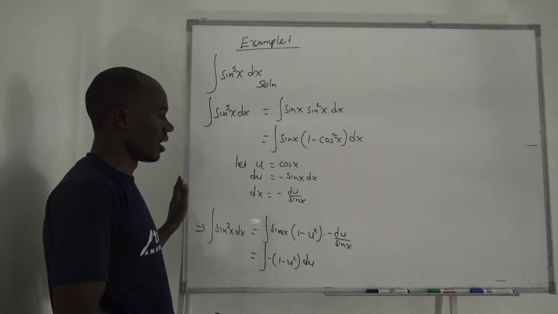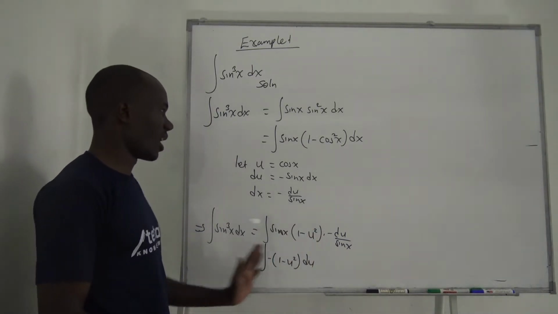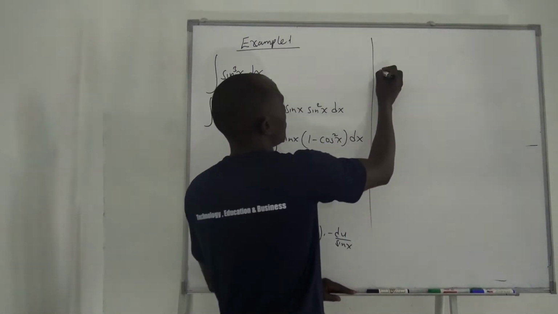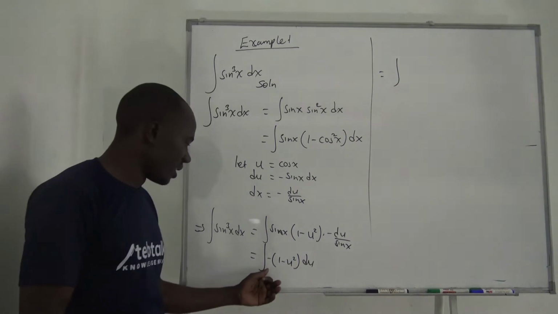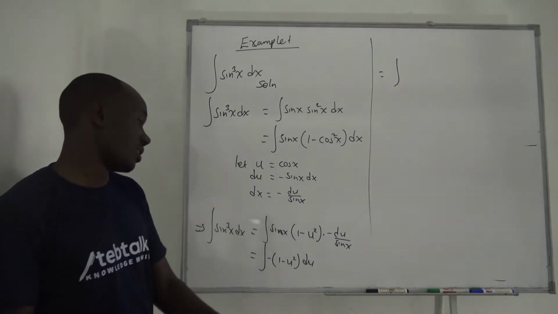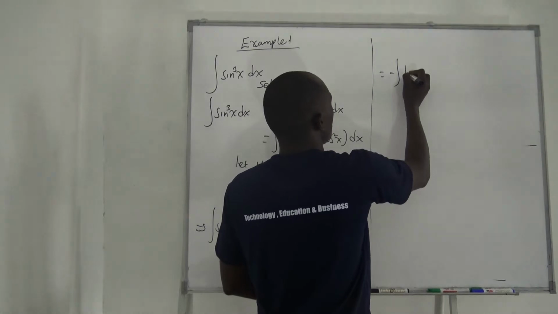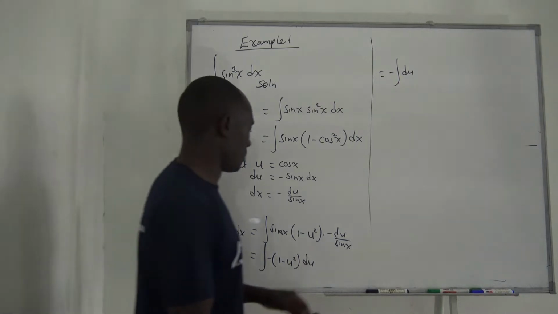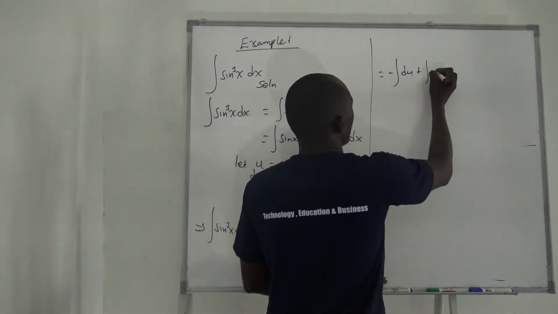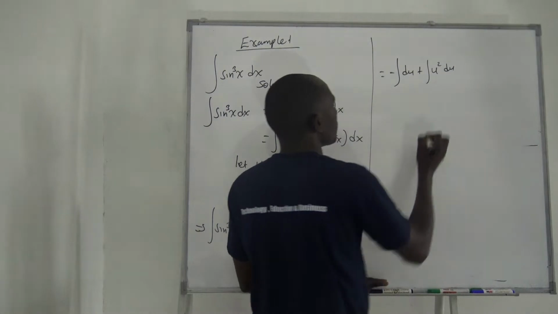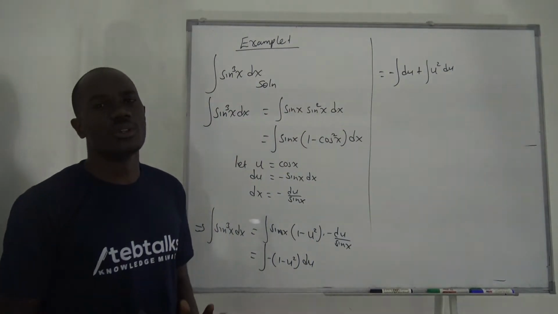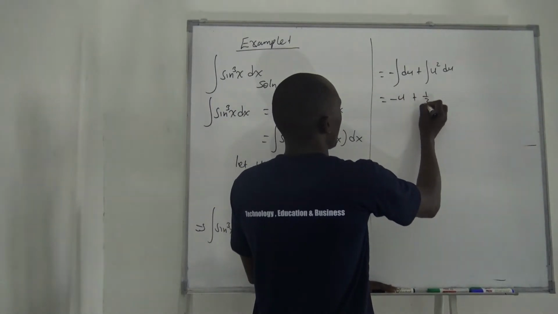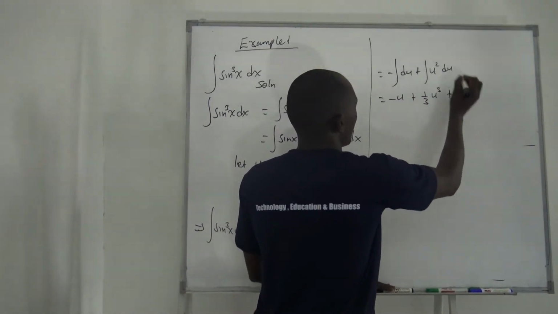Then you are free to open the brackets. This becomes the integral of negative 1 times du, which is negative du, and a negative times a negative gives a positive, so plus the integral of u squared du. Integrating, we get negative u plus a third u cubed plus c.